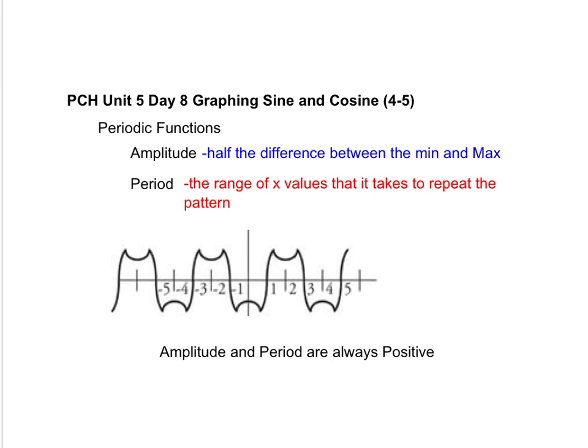So we've got this periodic function. If you look closely at the graph that I've shown you here, what does that kind of look like?